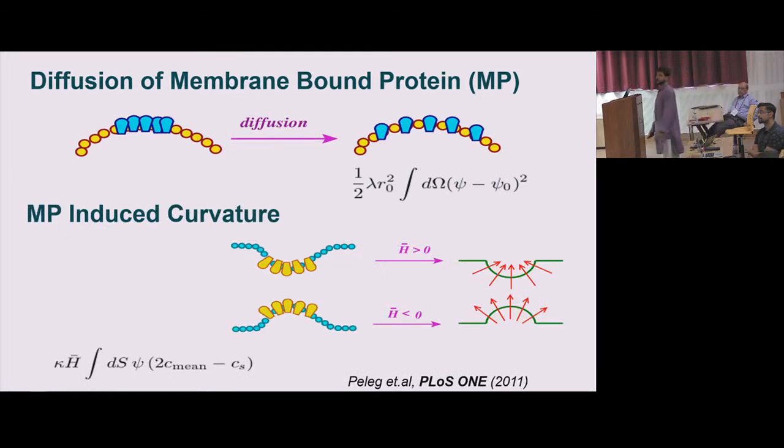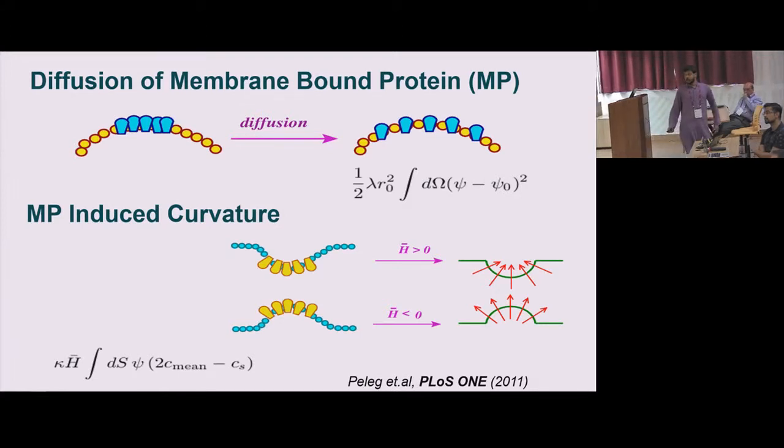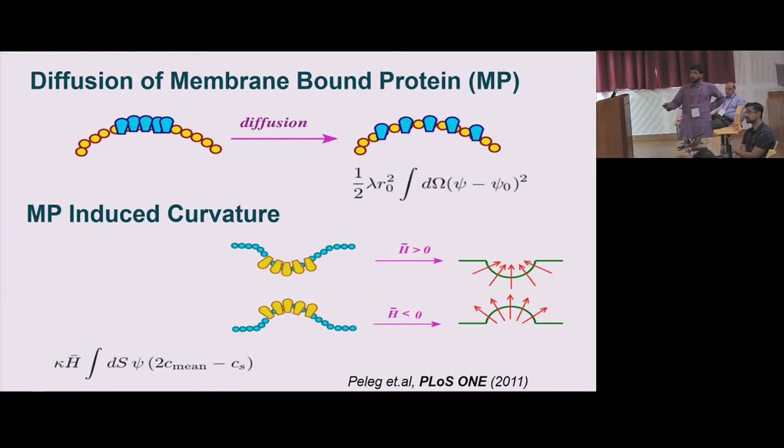But now we have to incorporate the membrane induced curvature due to the membrane bound proteins. When we define the coupling as H bar, when H bar is greater than 0, that makes the membrane bulge in, and when H bar is less than 0, then the membrane bulges out, and the contribution comes here. Note the presence of kappa. And psi is the protein density.